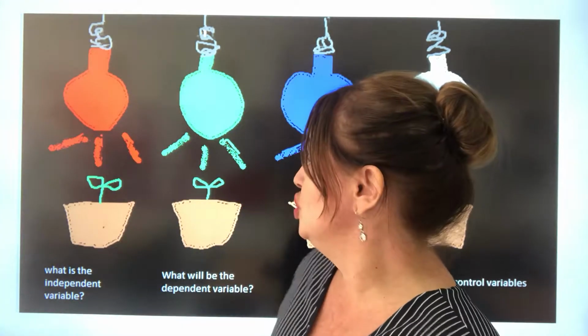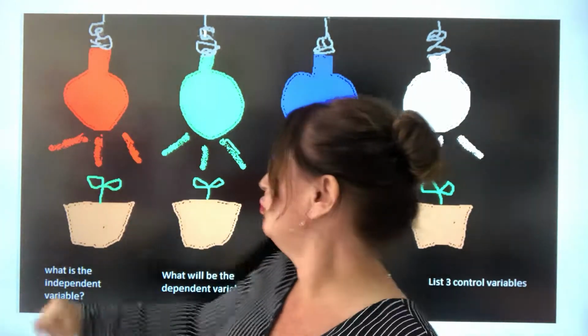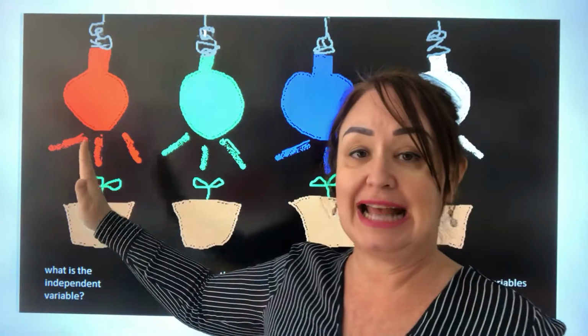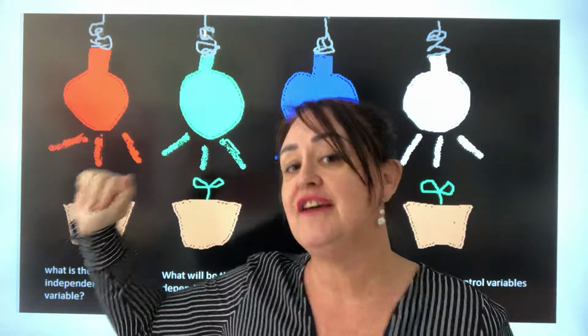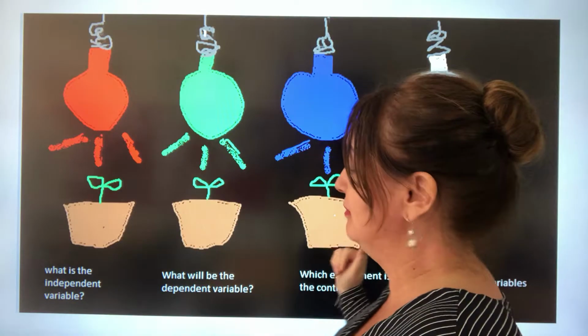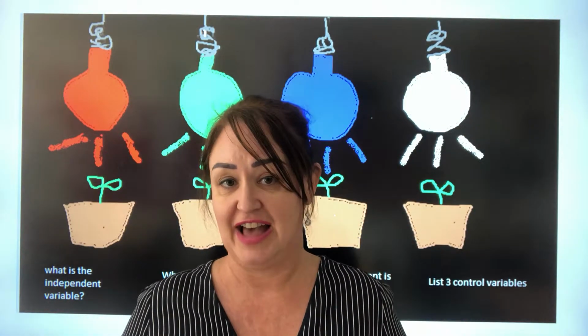So of course, you're going to make sure that it's the same light intensity. You're going to make sure that they get the same volume of water. You're going to make sure that they are left for the same amount of time. They are 3 control variables that ensure it's a fair test.